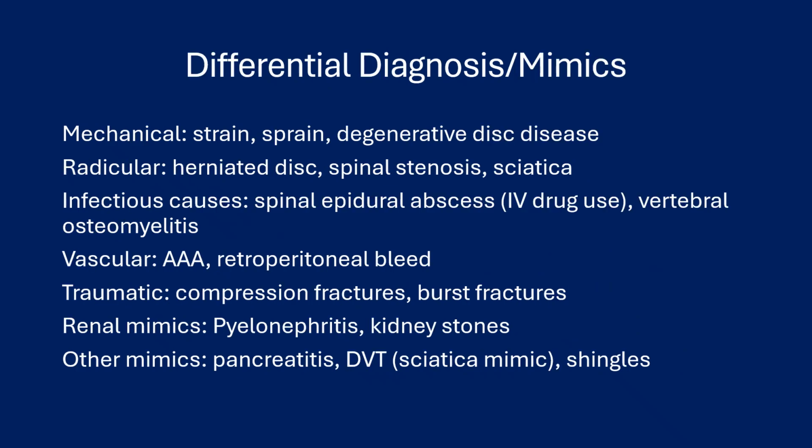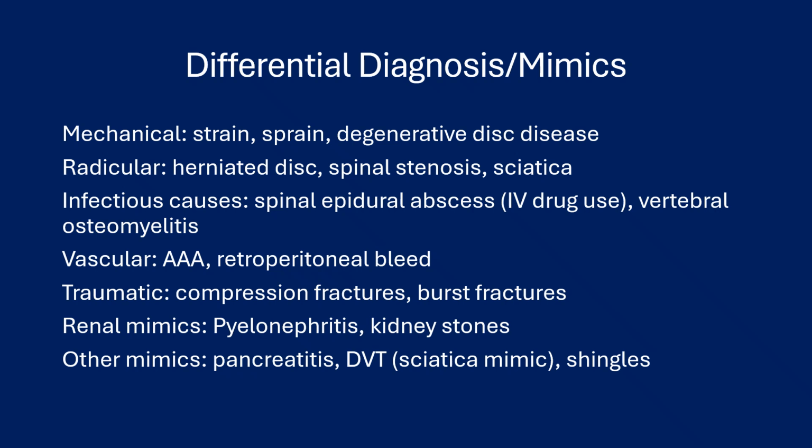Differential diagnosis and mimics. Mechanical: sprain, strain, degenerative disc disease. Radicular causes: herniated discs, spinal stenosis, or sciatica. Infectious causes: spinal epidural abscess. You sometimes see that with IV drug use and also in diabetics. Vertebral osteomyelitis would be something you would have to be worried about from an infection standpoint.